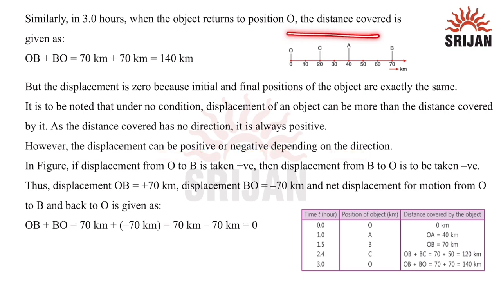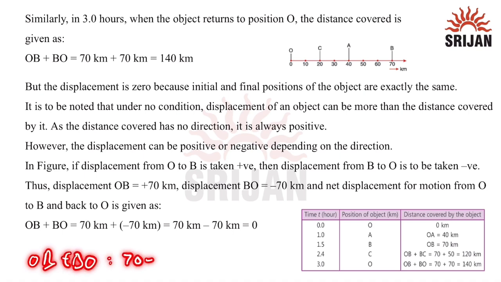In the figure, if displacement from O to B is positive, then the displacement from B to C or from B to O is negative. Now, thus I can say that OB could be plus 70 kilometers displacement, but from B to O it would be minus 70 kilometers, and the net displacement for the motion from O to B and back to O is given as OB plus BO, that is 70 kilometers plus minus 70 kilometers, that would be 0.